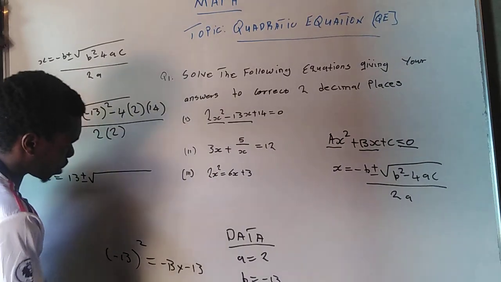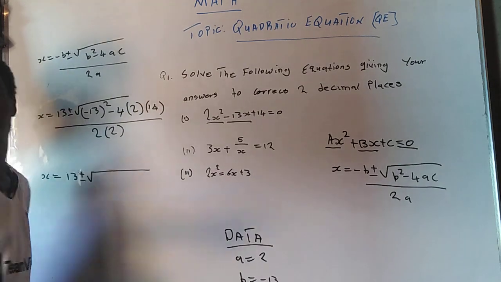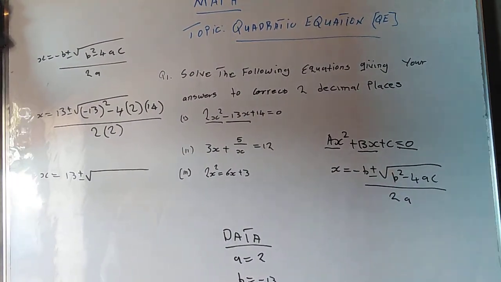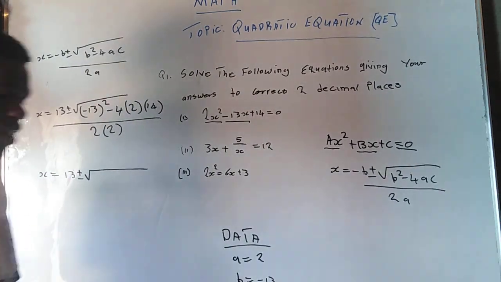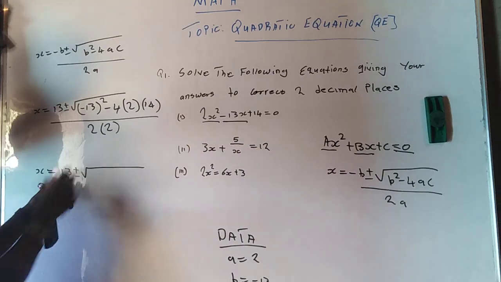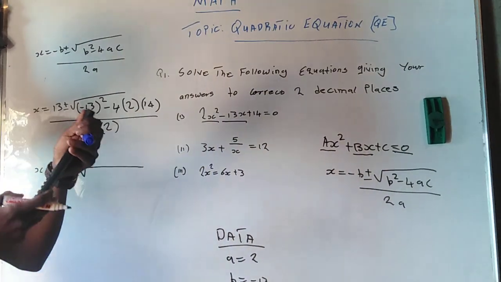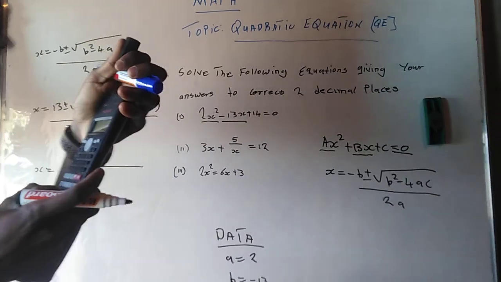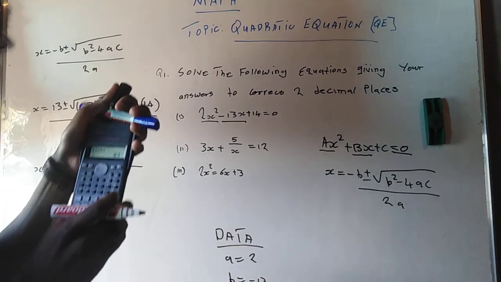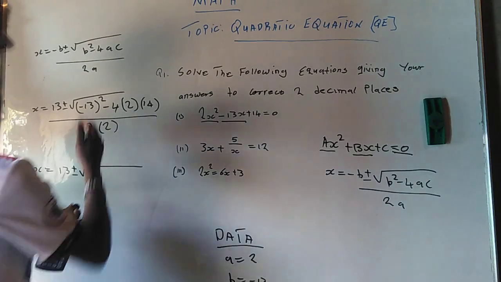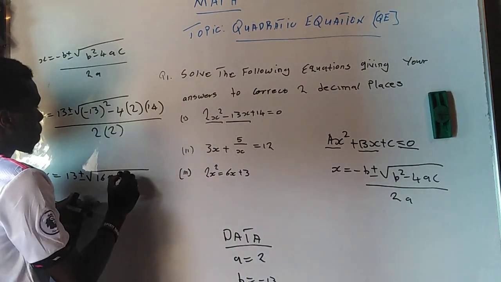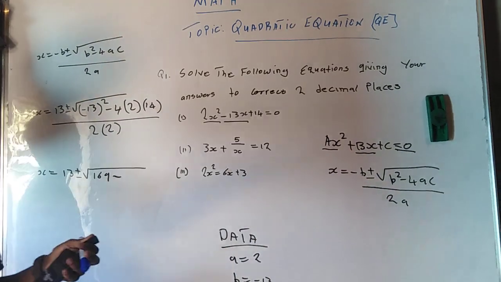We continue now. It is very important that you also know the laws of indices under mathematics. So 13 squared, what is 13 squared? According to the calculator, 13 times 13 is going to give me 169. So here my answer is going to be 169 minus 4 times 2, which is 8.